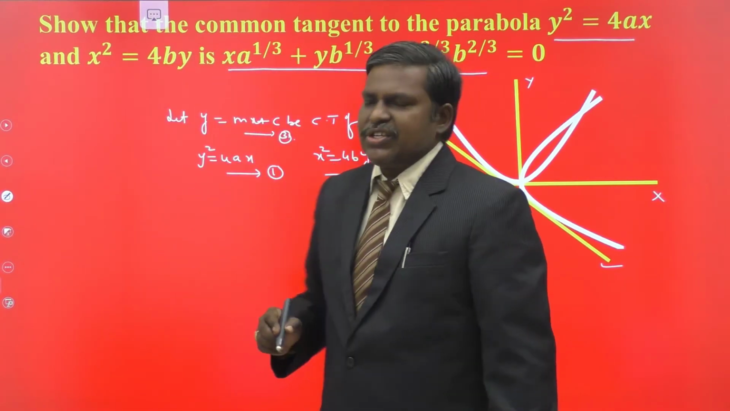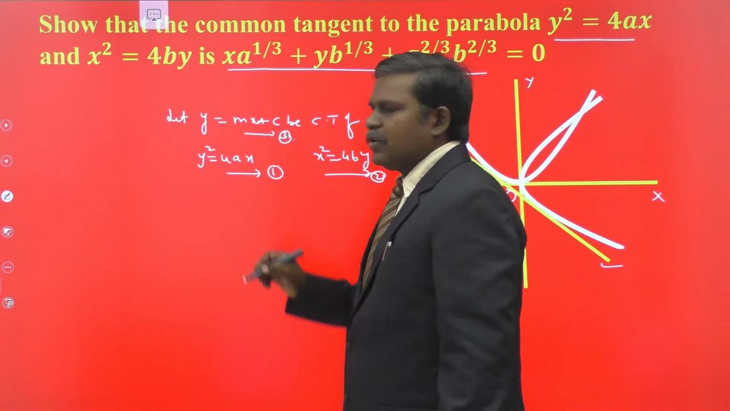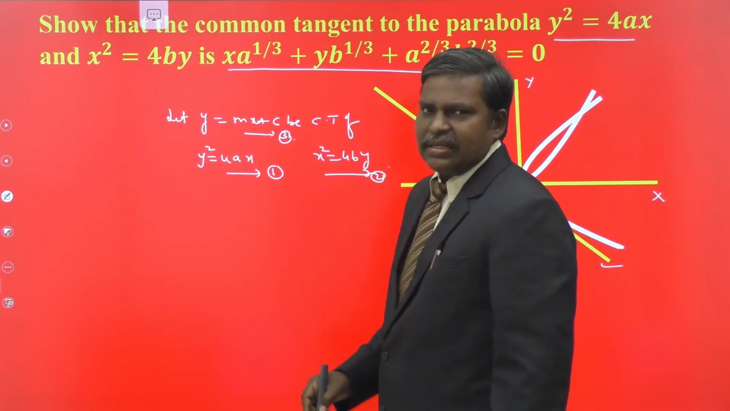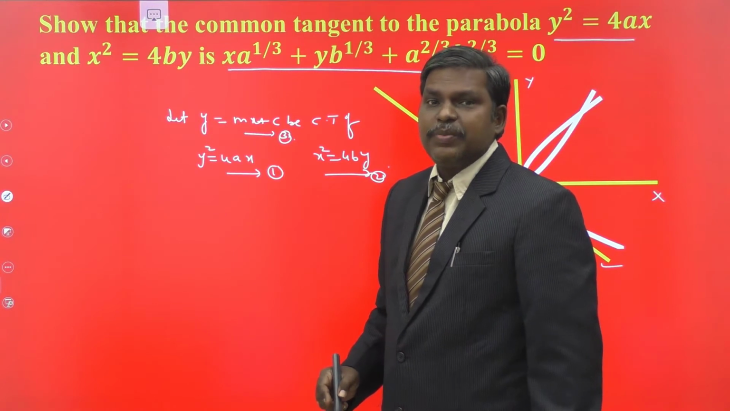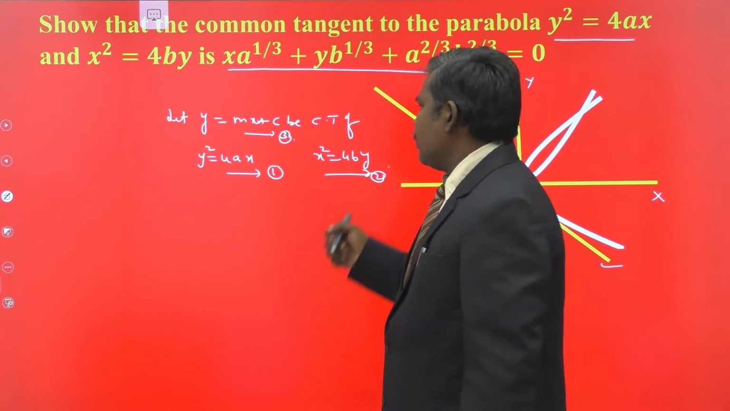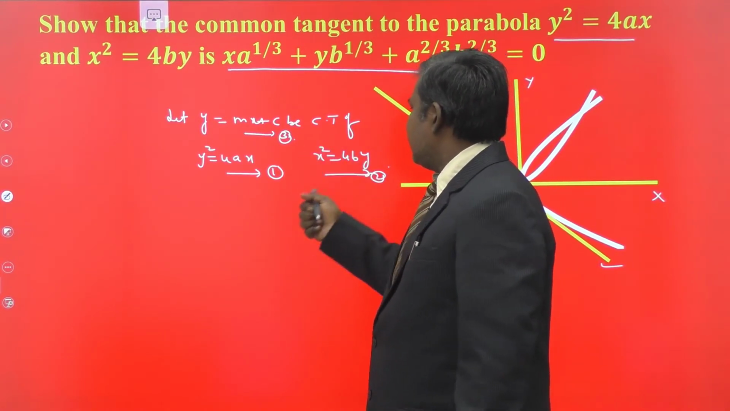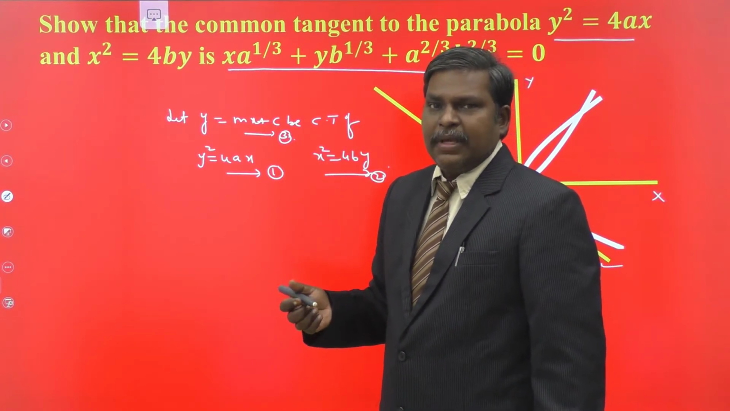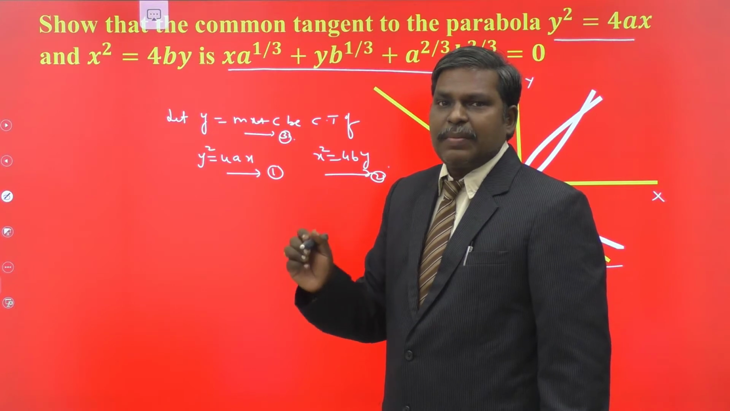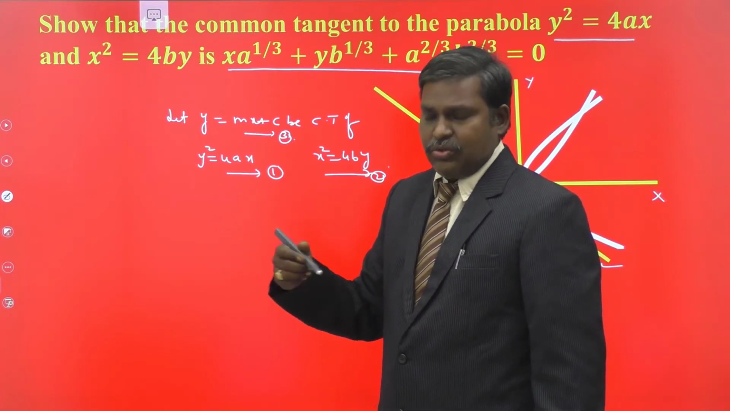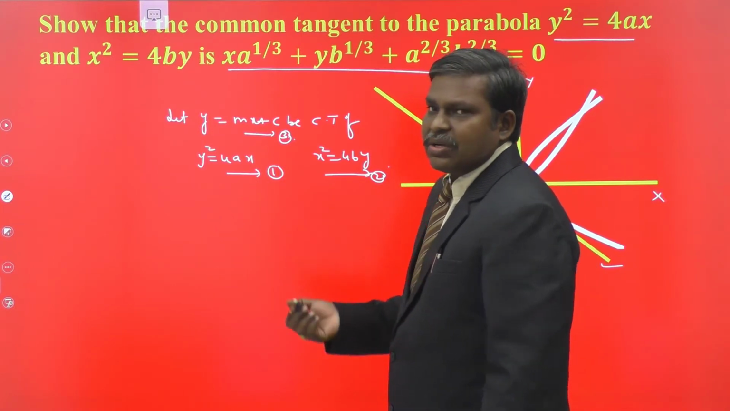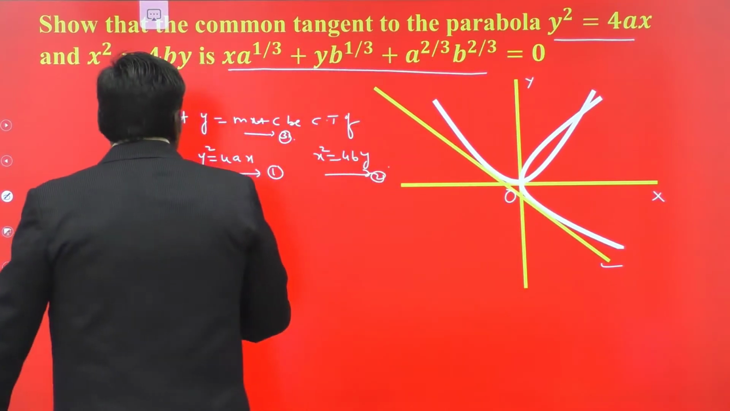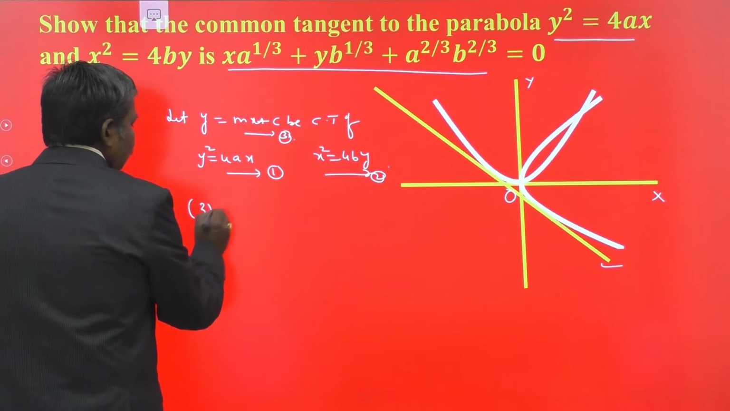We know both conditions. For y square equal to 4ax, what is the tangent condition? c equal to a by m. For this, what is that? c equal to minus bm square. In the last class, we proved that the equation of the tangent to x square equal to 4ay is y equal to mx minus am square. For the common tangent equation, that is c is equal to minus am square. We obtain the condition. So 3 is a tangent of 1.